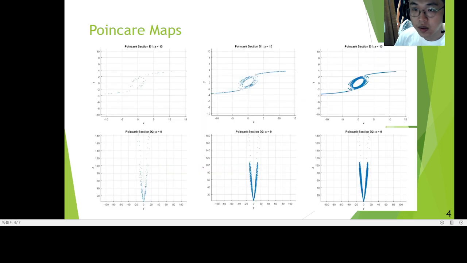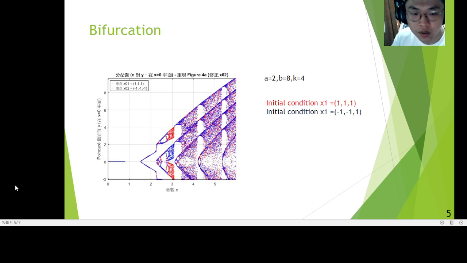And fourth, bifurcation. The simulation result shows that when the parameter C changes, the system's dynamic behavior exhibits different attractors. As C increases, the red and blue branches gradually separate, indicating that the system's initial conditions significantly influence the final attractor.